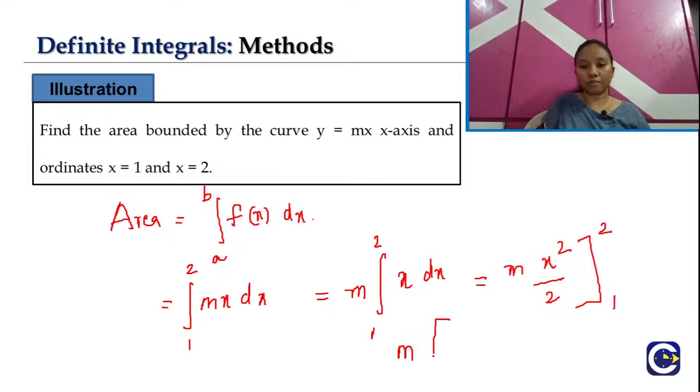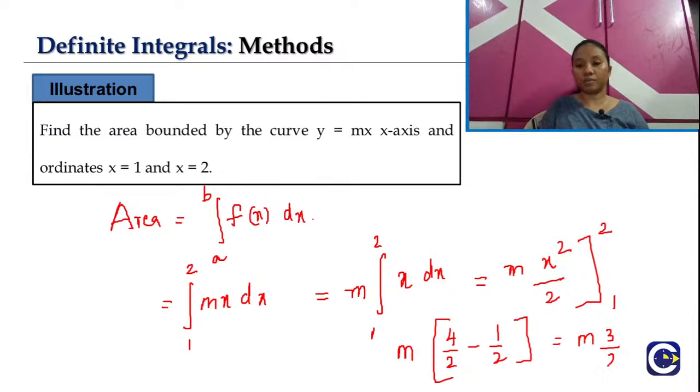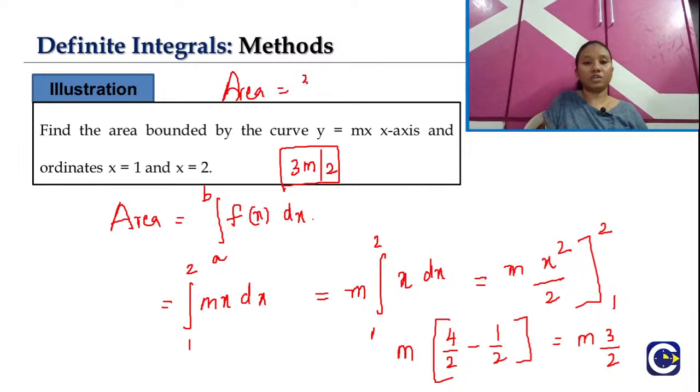So let's take m as common and substitute 2 here. That means 2 square by 2 minus 1 square by 2, that means 4 minus 1, that will be 3. So m into 3 by 2, which is nothing but 3m by 2. So the area bounded by the curve y equal to mx as well as the x-axis within the limits x equal to 1 and x equal to 2 is given by area equal to 3m by 2 square units.